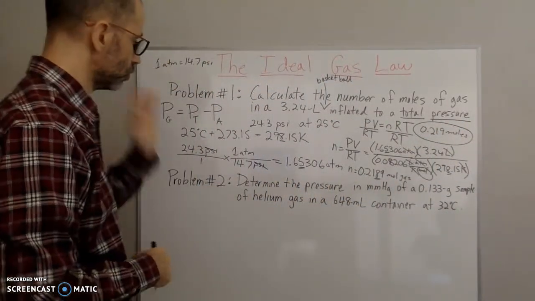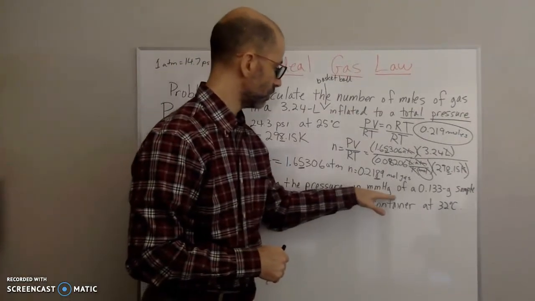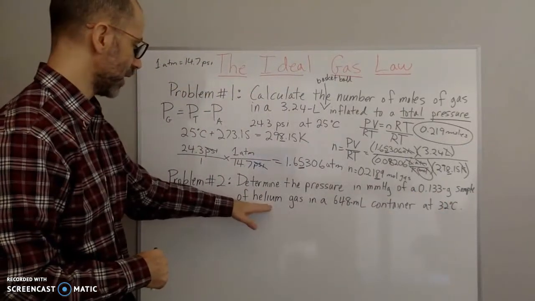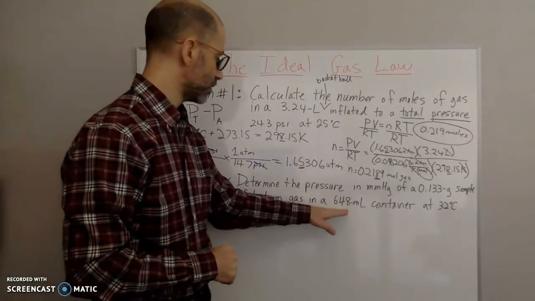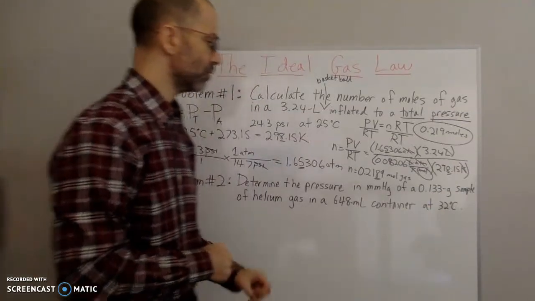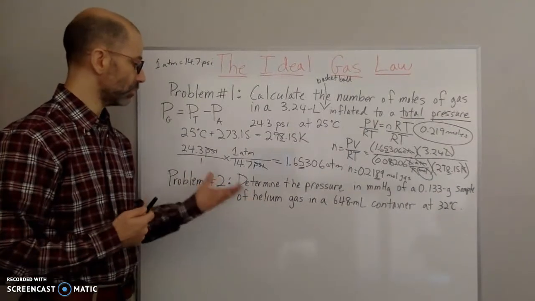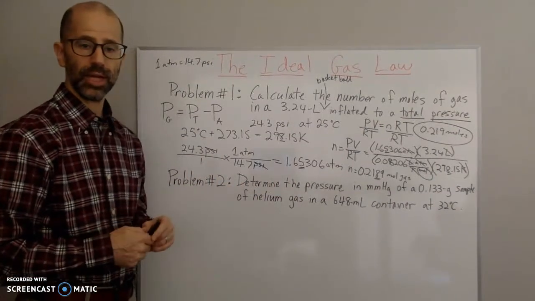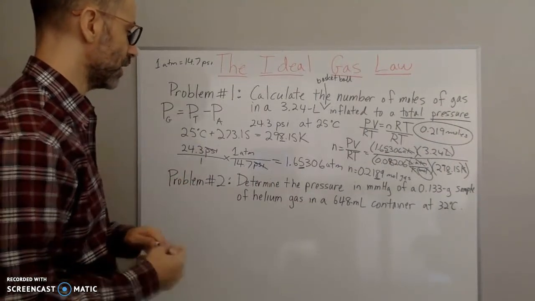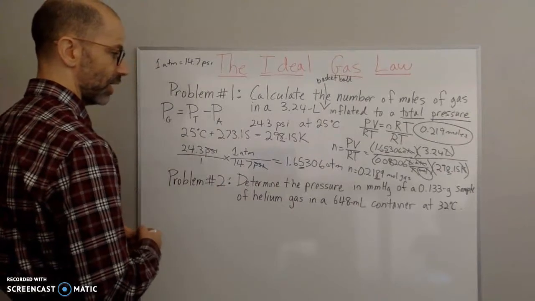Okay, so let's do number 2. So here, number 2, determine the pressure in millimeters of mercury of, and then you give me grams of the sample of helium gas in a 648 milliliter container at 32 degrees Celsius. Okay, so again, they're giving me a set of conditions. They want me to find the pressure, so this is ideal gas law. So I need to convert everything to the units that I need. And they want the pressure in millimeters of mercury, so I'm going to have to convert that in the end.